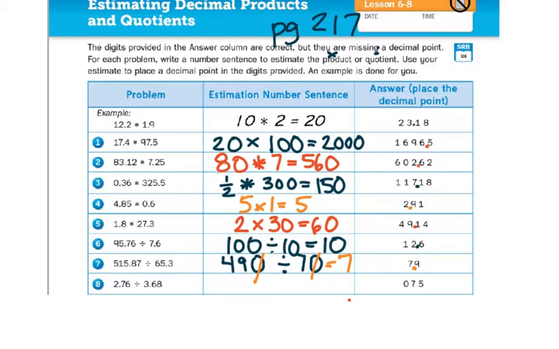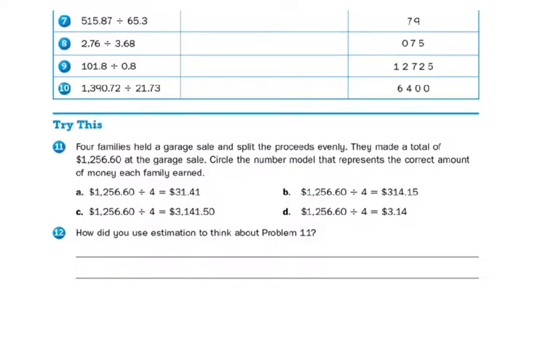Number 10, 2 and 76/100 divided by 3 and 68/100. 3 and 68/100 is closest to 4. 3 divided by 4 is 3/4, right? I have to make this answer less than 1 whole, 75/100. Moving down the page.